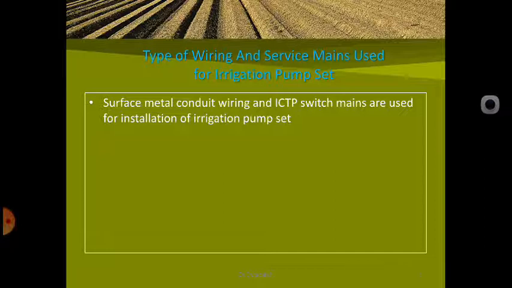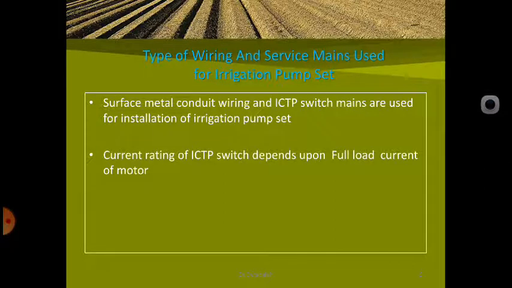Surface metal conduit wiring and ICTP, iron clad triple pole switch mains are used for the installation of irrigation pump sets. Now what is the next thing? The current rating of the iron clad triple pole switch depends upon the full load current of the motor, whether it's a 5 HP motor, 7.5 HP induction motor or 10 HP induction motor. Based on this, it will decide the ICTP rating.